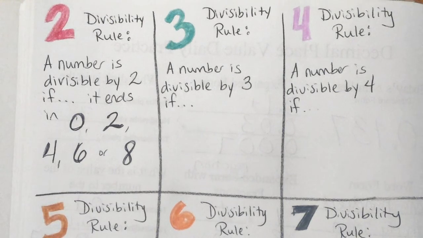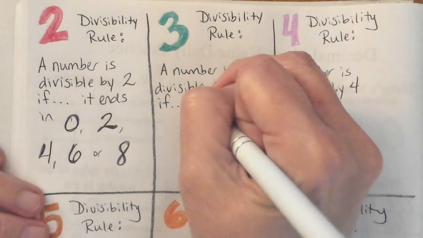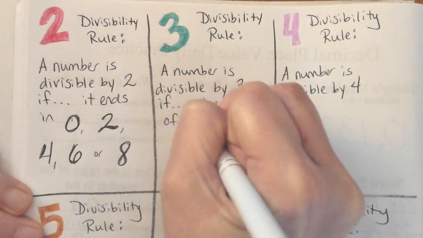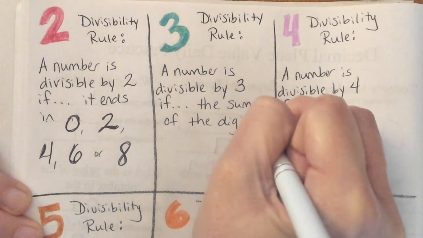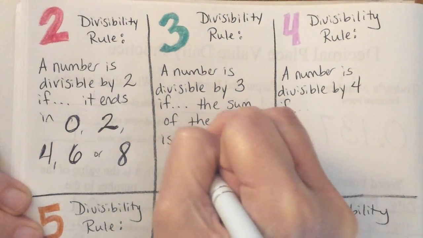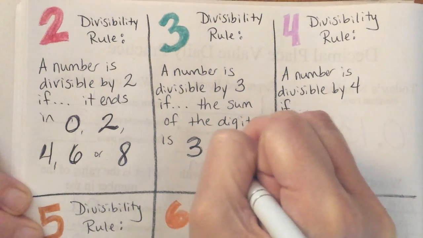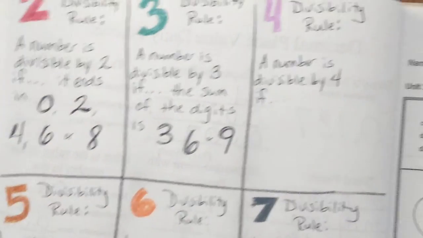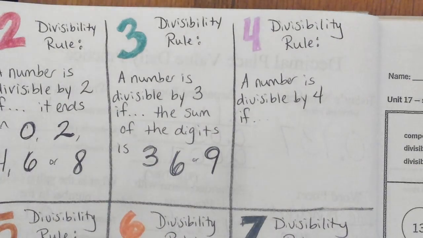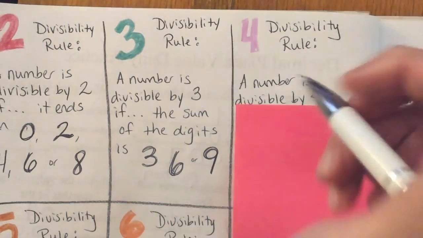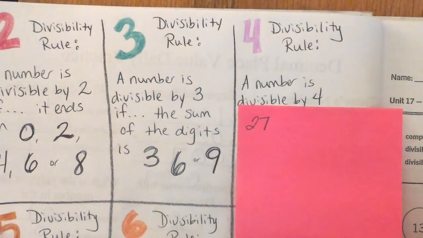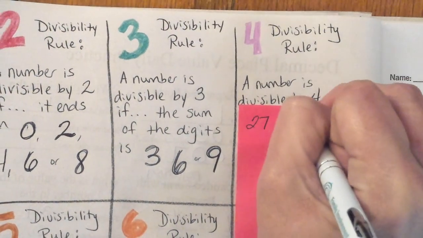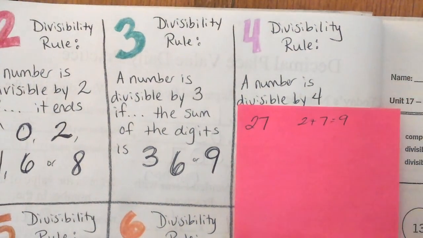A number is divisible by 3 if the sum of the digits is 3, 6, or 9. Okay, and I'm actually going to give you a couple of examples for this one. Like if you think about a number like 27, you know that 27 is divisible by 3. Well, 2 plus 7 equals 9.